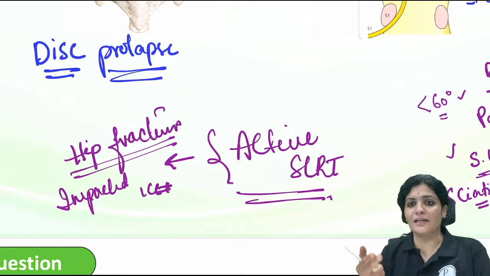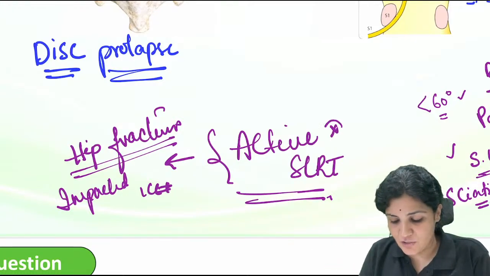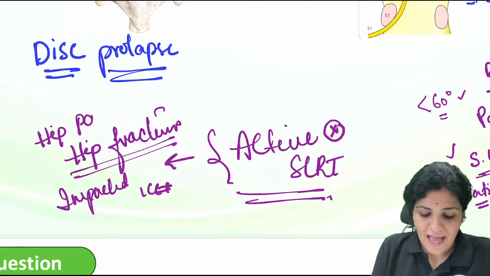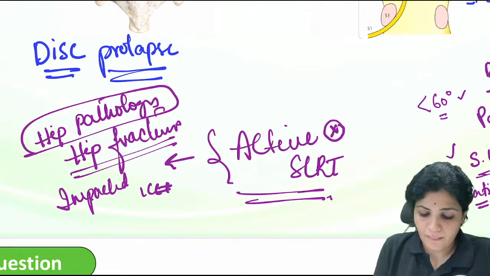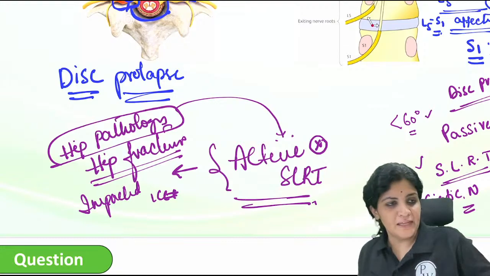If the hip is not in continuity, the problem in the hip, then they will fail to do this active SLR. So we can rule out the hip pathology in case of active SLRT. Passive SLRT is fine. Active SLRT is for hip. Is this clear?